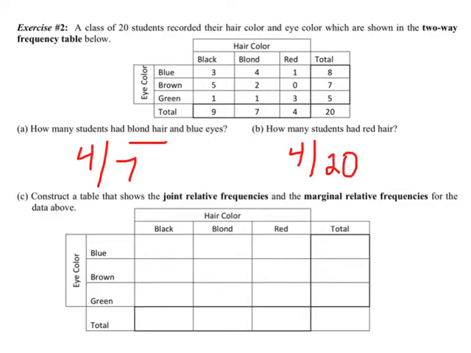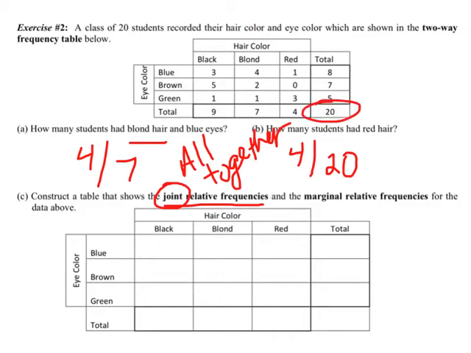C. Construct a table that shows the joint relative frequencies and marginal relative frequencies for the data above. Well, the word joint is important, so I want you to circle the word joint for joint relative frequencies. Joint means put together, all together. So I'll make a little note off of joint, all together. So that means all my denominators are going to have 20 because that's how much total I have altogether.